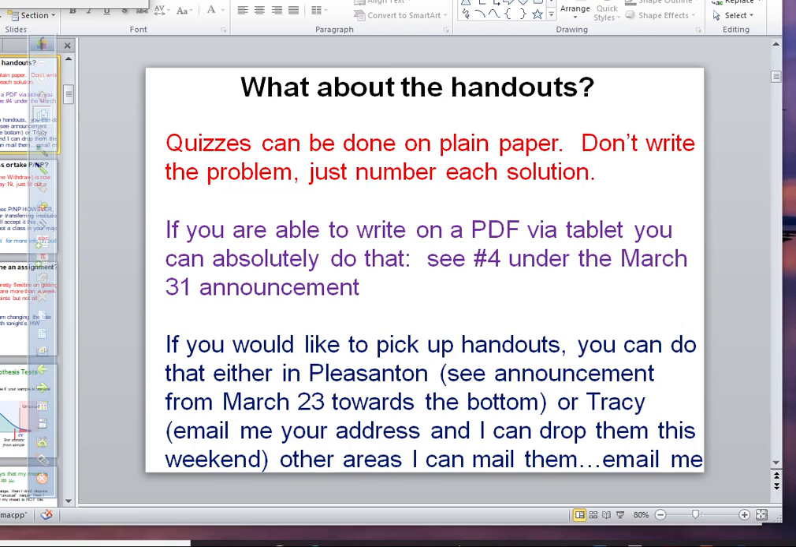If you would like to pick up handouts, you can do that either in Pleasanton, the announcement from March is there towards the bottom, or Tracy. Email your address and I can drop them this weekend. Other areas, I can mail them. Email me. Right. So if you want copies of all the handouts for the rest of the class, I have packets in my front porch. They're there all the time. You can come by any time and just pick them up.